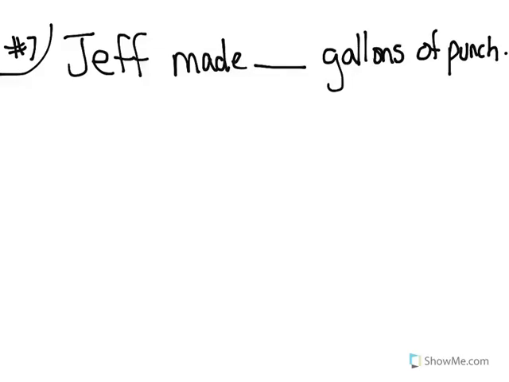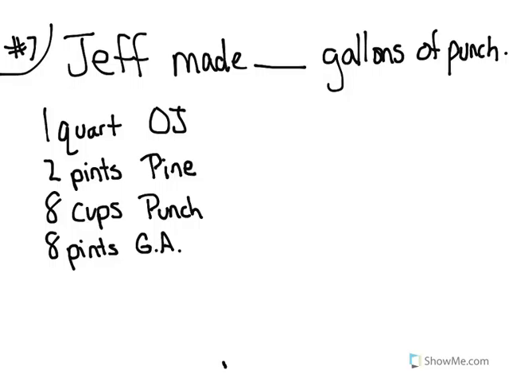So I have my sentence. Jeff made gallons of punch. So again, back to the words in the problem. Close reading, I know I have different units. So I'm going to list out all of my juices with my units so that I can make better sense of it. Okay, so I have it listed out. I have 1 quart orange juice, 2 pints pineapple, 8 cups of punch, and 8 pints of ginger ale.